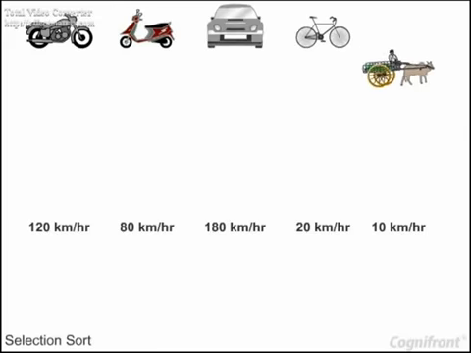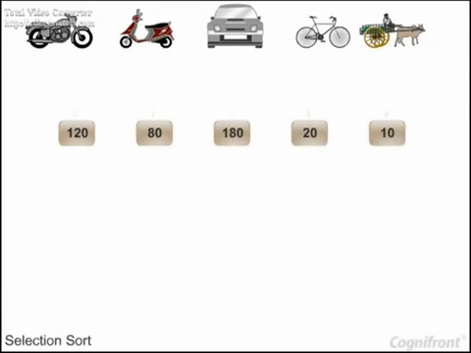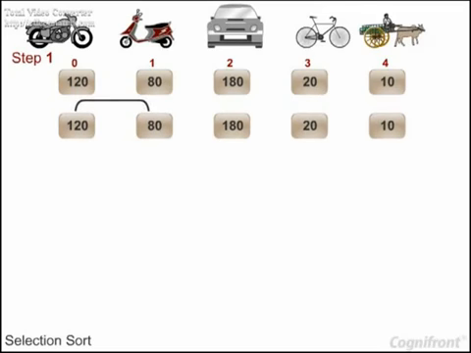In this method, first the 0th element is compared with all other elements in the list. So, maximum speed of motorcycle, that is 120 km per hour, is compared with the remaining list. Thus, 120 km per hour and 80 km per hour are exchanged.